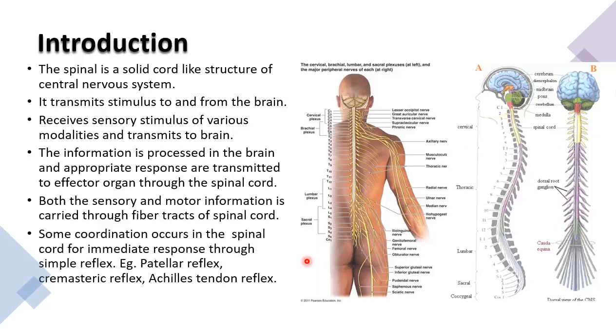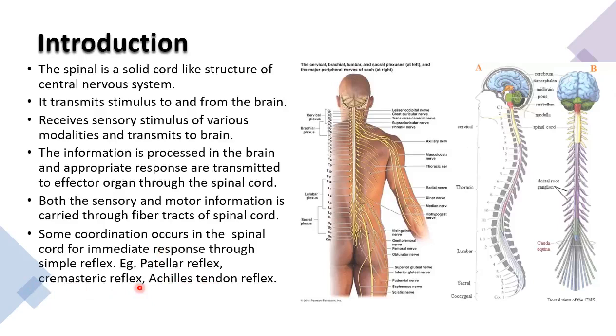So through that, what happens is the sensation received by the afferent neuron is immediately transmitted to the efferent neuron, and from that efferent neuron, through different axons, the motor stimuli pass and immediate action takes place. For example, you have reflexes like the patellar reflex, the cremasteric reflex, the Achilles tendon reflex. Deep tendon reflexes they are called, and sometimes superficial reflexes, like the cremasteric reflex.